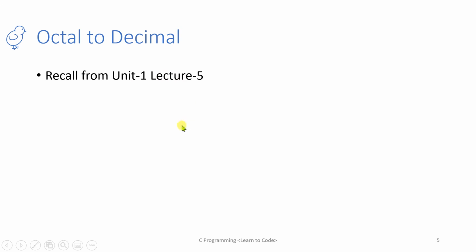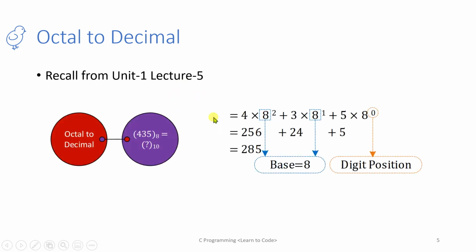I am just repeating the slide from unit 1 lecture 5. There we have already discussed how to convert an octal number to a decimal number, but still I am repeating it for the completeness of this video. Suppose the given number is 435 in octal. How much is it in decimal? How to convert it?